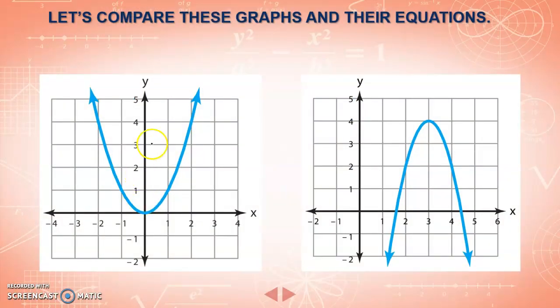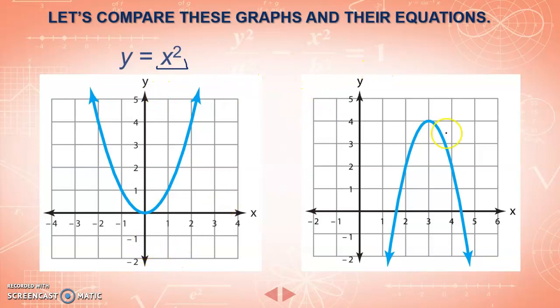Let's take a look at these graphs and compare their equations. On the left, we have y equals x squared. This is what we're going to call our parent graph, our x squared graph. It's our basic, very simple quadratic graph where our coefficient in front of our squared term is 1, and we don't have an x term or a constant term. It's just y equals x squared.